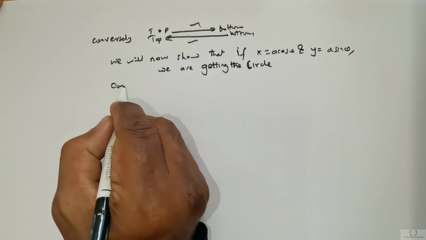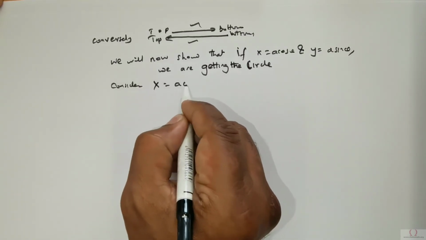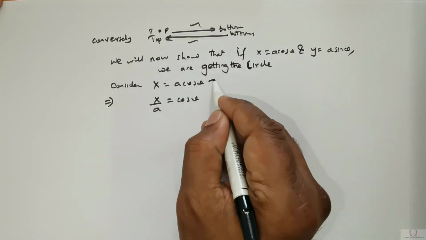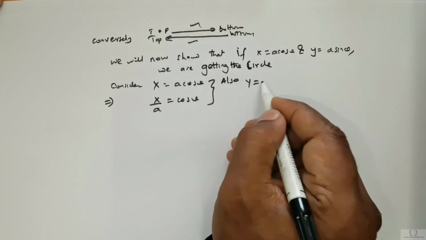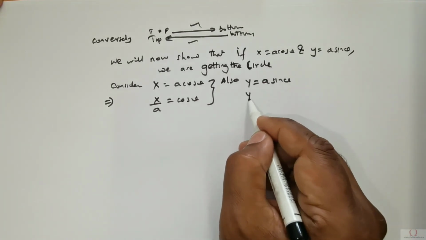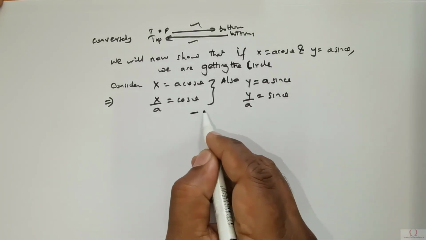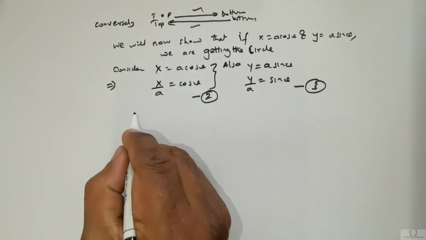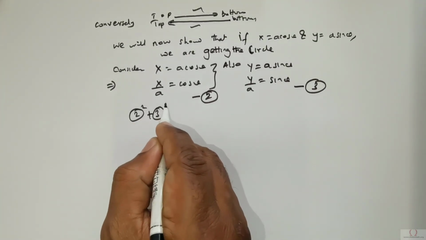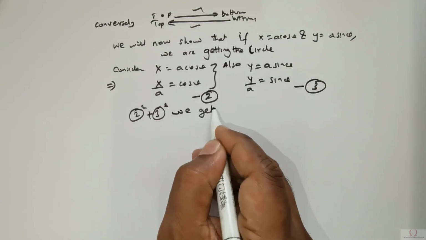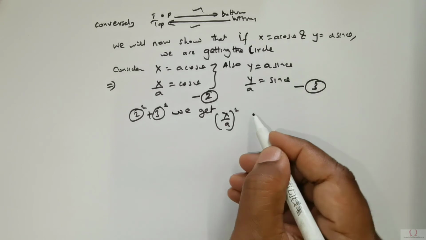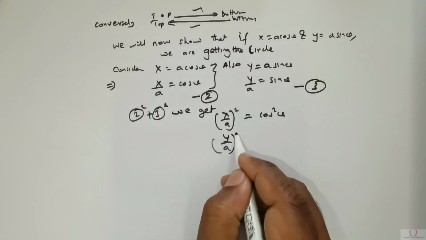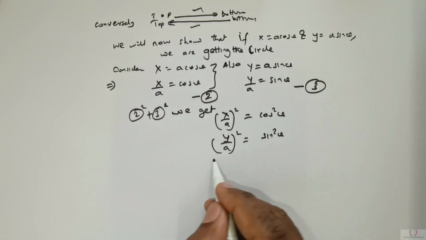So consider x is equal to a cos theta. So this means x over a is equal to cos theta. Also consider y is equal to a sin theta. So this means y over a is equal to sin theta. I take this as 2, I take this as 3. Now squaring 2 and adding with 3, what do we get? We get x over a squared is equal to cos squared theta, and y over a squared is equal to sin squared theta. We are adding these two.